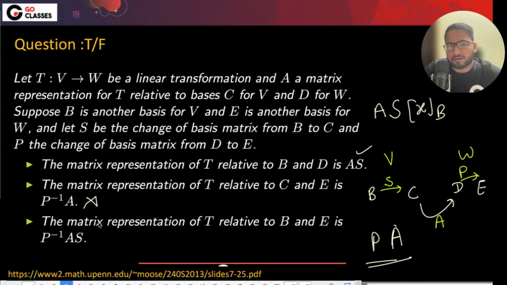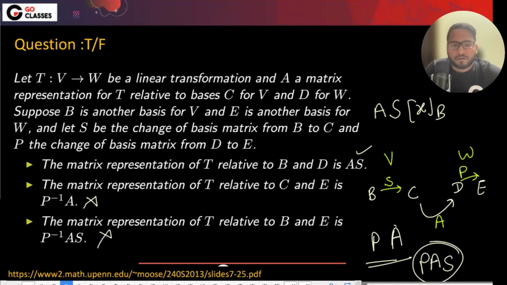Similarly, is this okay to everyone? They're saying that you want to go from C to E. This is A into P, right? Similarly, if you want to go from B to E, then it will be S, A, and P. From B to C, you first multiply by S and then by A, so now you are in D and then E. So PAS should be the answer. But it is P inverse AS, so that is why it is also false.